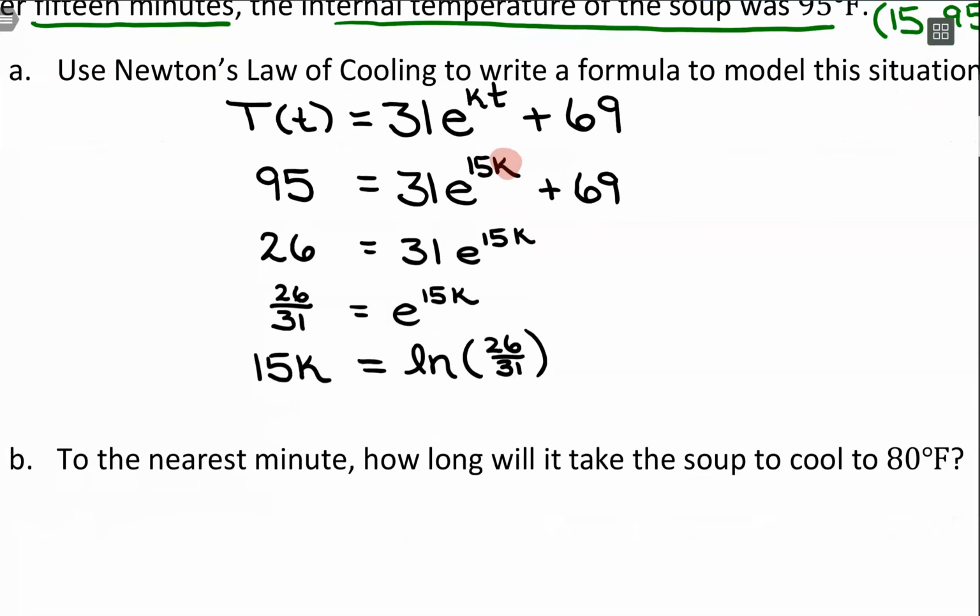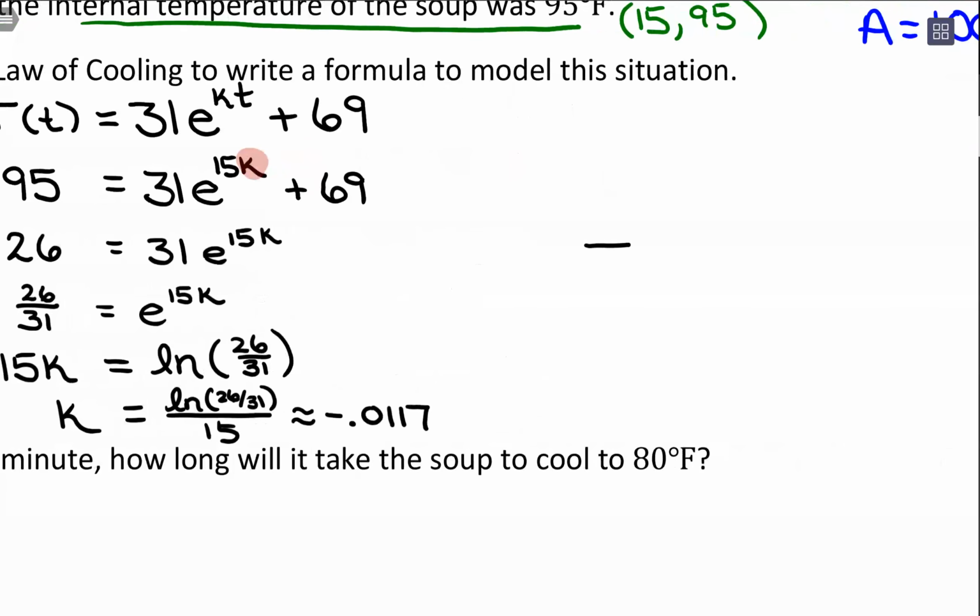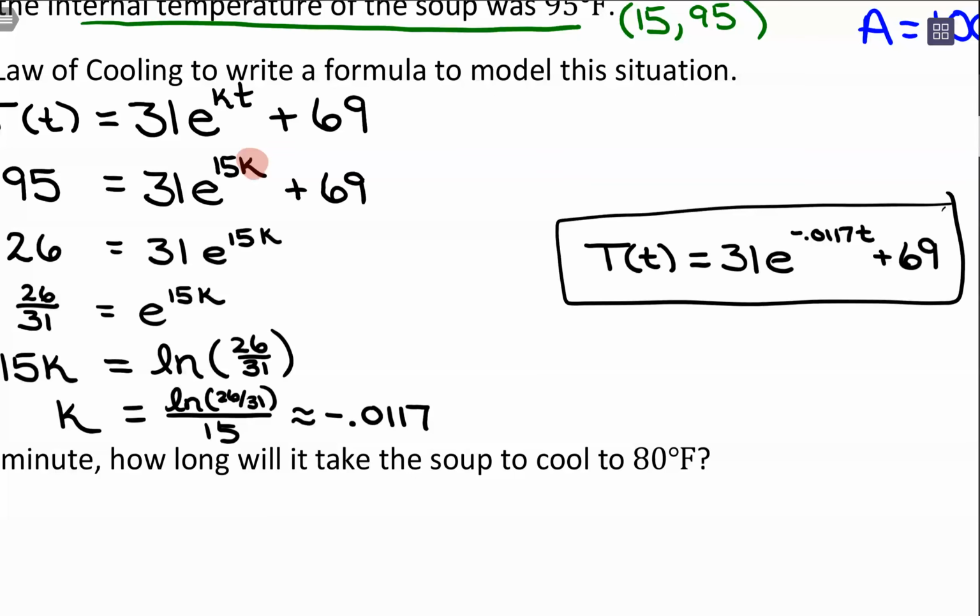And then all we would need to do is divide by 15. So we'll have this natural log of 26 over 31 divided by 15. And we could go ahead and get a decimal answer there. That should be about negative 0.0117. So for our function, T of t equals 31 e, and now we're going to substitute in for k the negative 0.0117 times t plus 69. And that would be our function for cooling of this pot of soup.